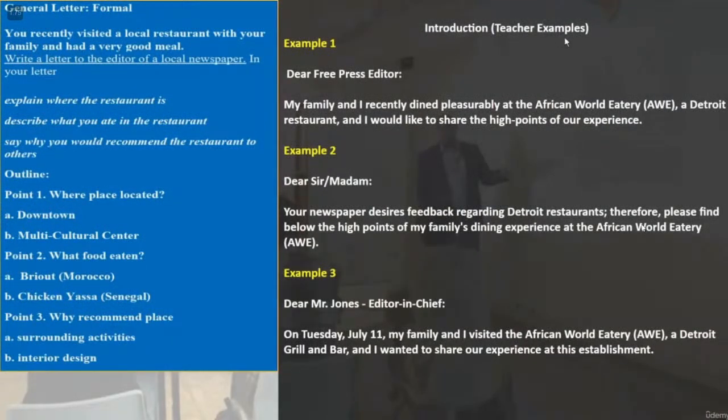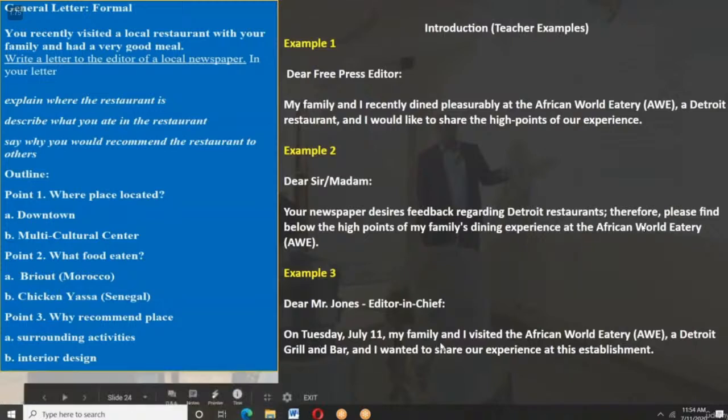Here you can look at some of my examples of an introduction. "My family and I recently dined pleasurably at the African World Eatery, a Detroit restaurant, and I would like to share the high points of our experience." I mentioned a Detroit restaurant because I'm saying that instead of saying local restaurant. "Your newspaper desires feedback regarding Detroit restaurants, local restaurants. Therefore, please find below the high points of my family's dining experience at the African World Eatery." Third example: "On Tuesday, July 11th, my family and I visited the African World Eatery, a Detroit grill and bar, and I wanted to share our experience at this establishment."